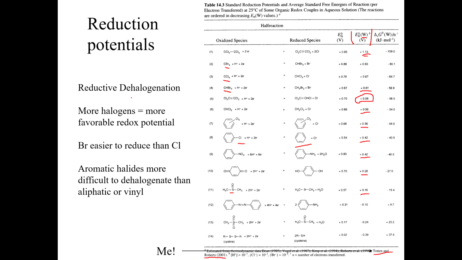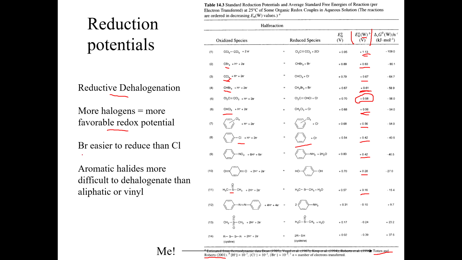Okay, so what do we learn from this? Reductive dehalogenation is usually pretty favorable, and so bacteria will sometimes use these chlorinated and brominated species as their electron acceptors. The more halogens you have, the more favorable the redox potential is. Going from carbon tetrachloride to chloroform, you're going from plus 0.67 to 0.56. Going from carbon tetrabromide, 0.83, to tribromomethane, 0.61. So the more chlorines or bromines, the more favorable the redox potential.